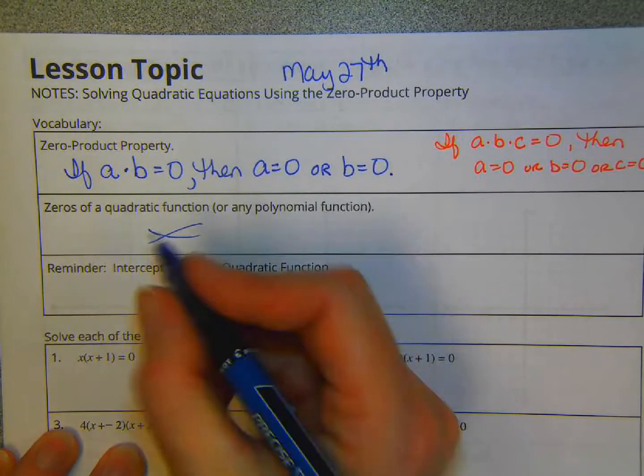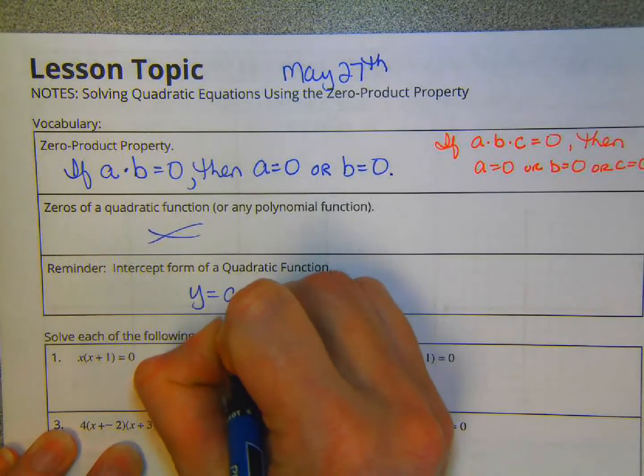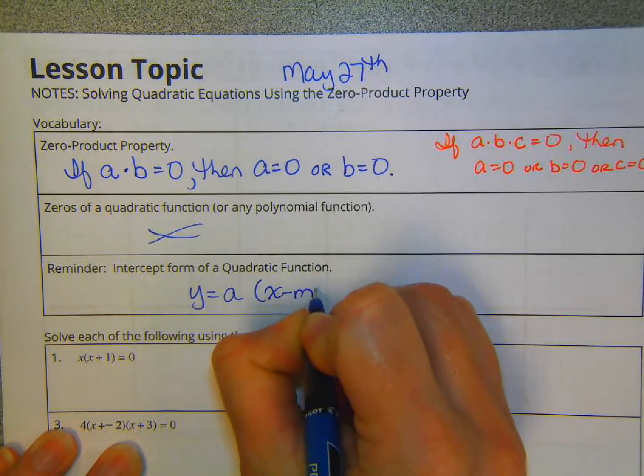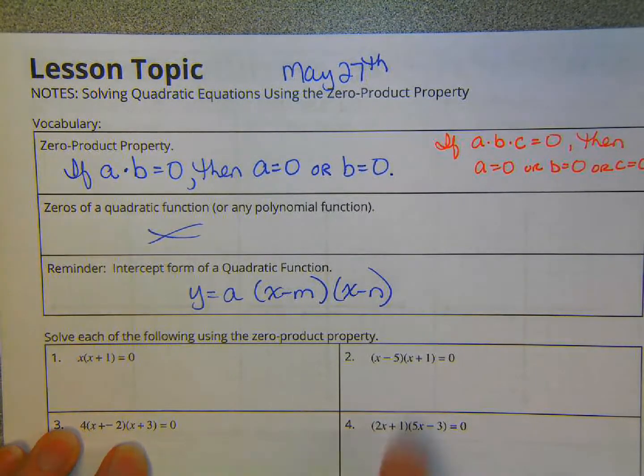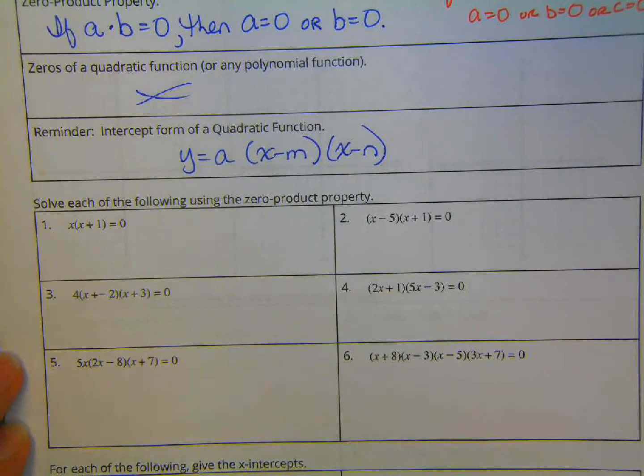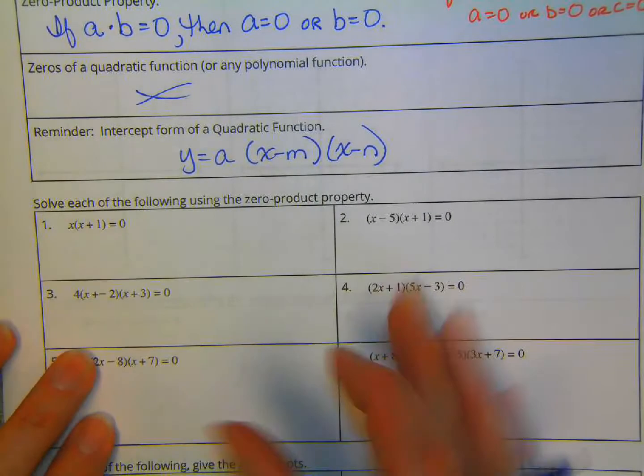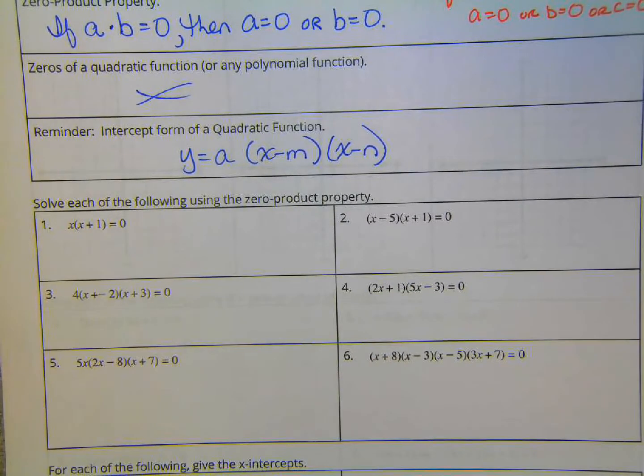Reminder, intercept form. Intercept form looks like this. It's also called factored form, and everything that we're working on today has already been factored. So this should be a fairly easy lesson for you. What we see here is we have two things.